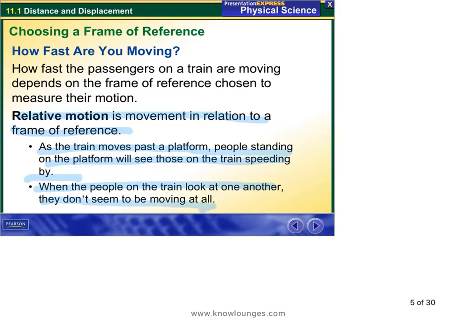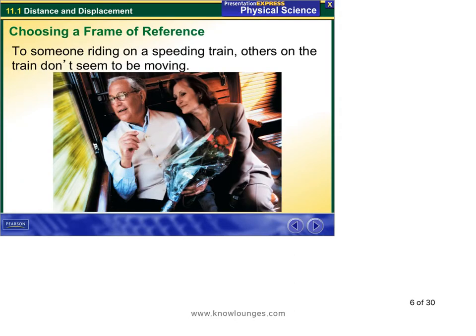When we use the term motion in physics, it will always mean relative motion in relationship to a frame of reference. All objects are constantly in motion because the Earth is constantly in motion. So if we could look at an object from outer space, it would appear to be moving because the Earth is moving. But we're always going to be concerned with relative motion. Someone on a speeding train, others on the train don't seem to be moving at all.